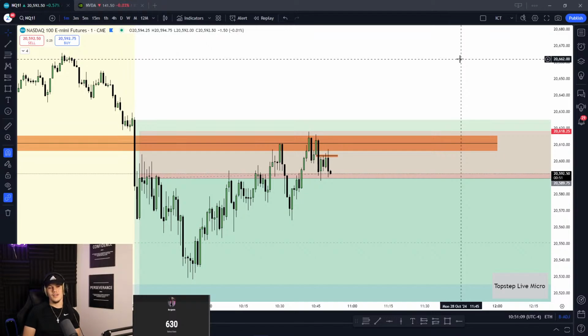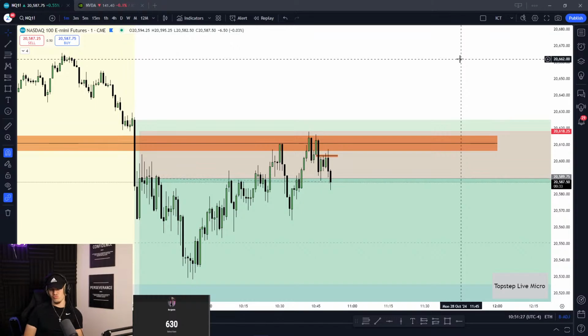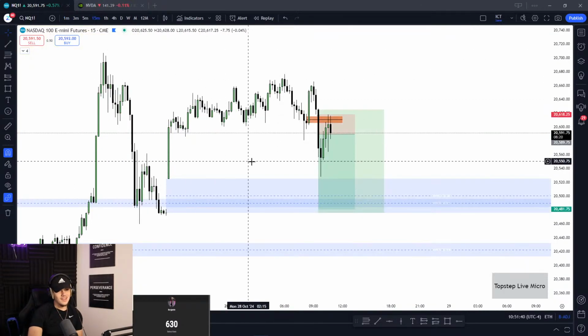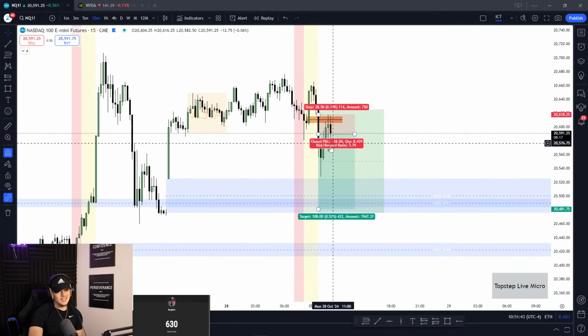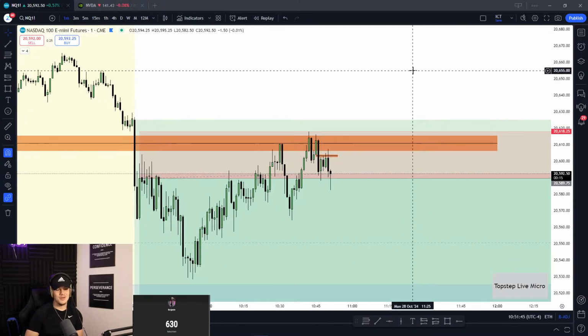Yeah, an aggressive displacement to the downside is definitely needed right now. But I think we're going to get it. I think we're going to win this trade, guys. I'm not going to lie, I think we're going to win this trade. The 15-minute, like, that is pretty crazy. But I still think we're going to move lower.